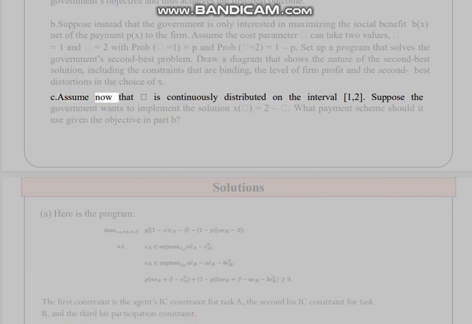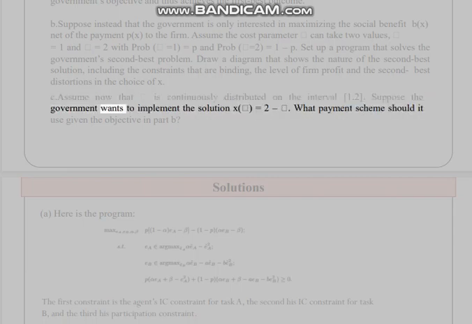C. Assume now that θ is continuously distributed on the interval [1, 2]. Suppose the government wants to implement the solution X equal to 2. What payment scheme should it use given the objective in part B?